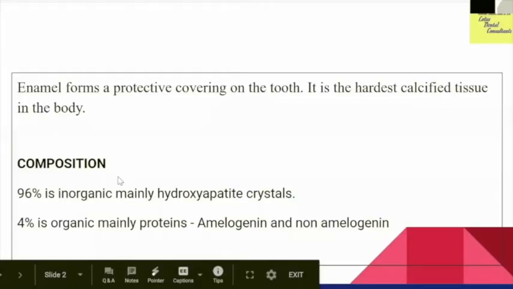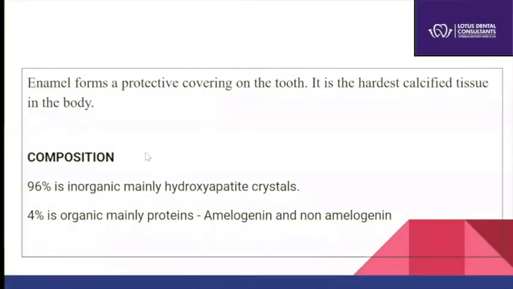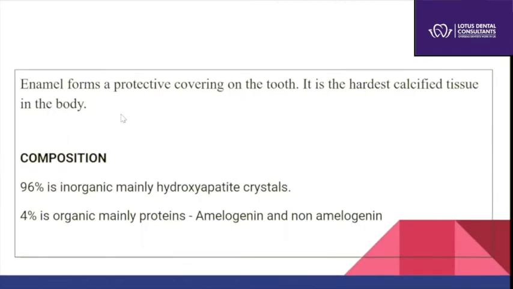So basically enamel forms the protective covering of the tooth, and it is the hardest calcified tissue in the body. This also is one of the questions. You can have options of dentine, bone, many options do come, but of course enamel is the right answer, right?